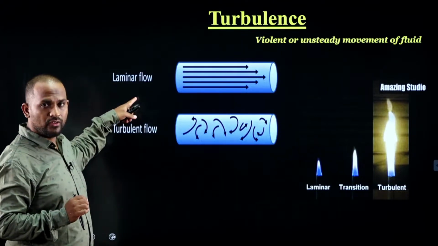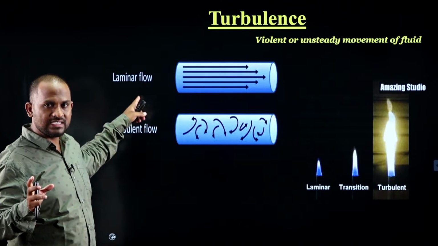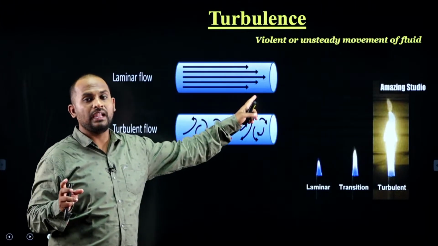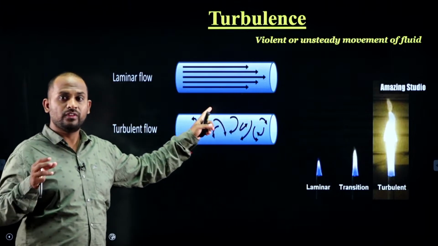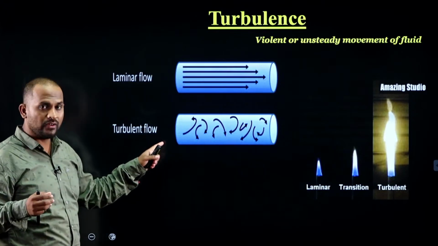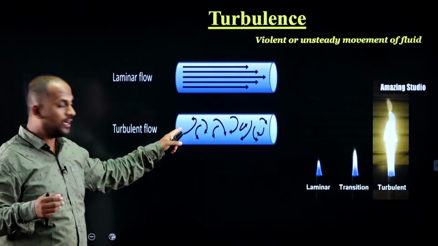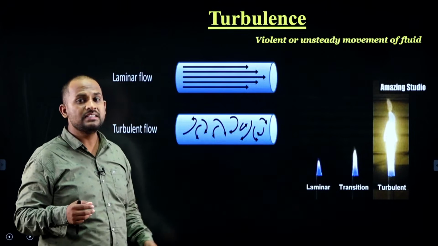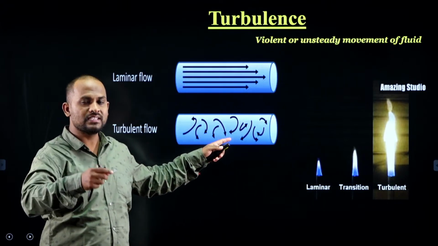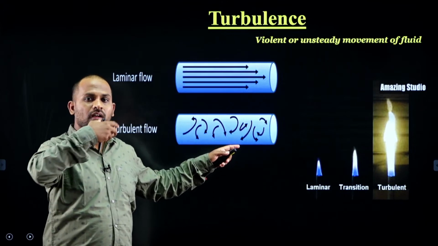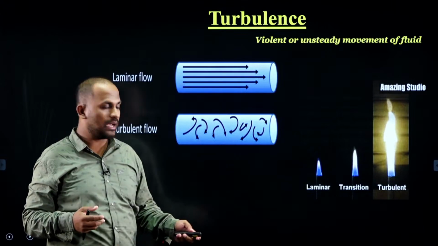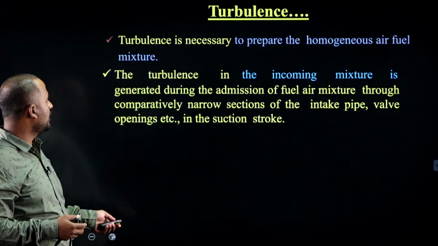For example, if inside the engine it is a laminar flow, that means all the particles will be flowing in a laminar way. Now because of the turbulent flow, there will be a momentum to the particles present in the cylinder. Because of the momentum to the particles, it will create a higher flame speed so that the combustion can be done at a very fast rate.